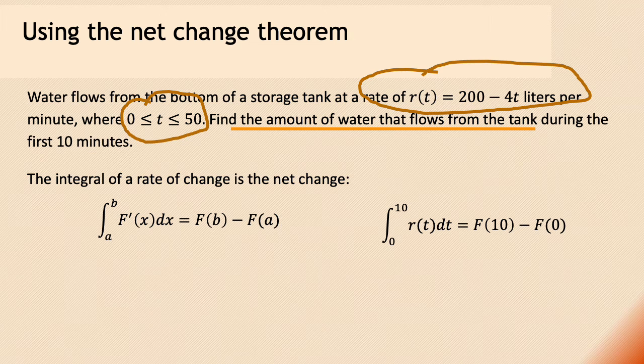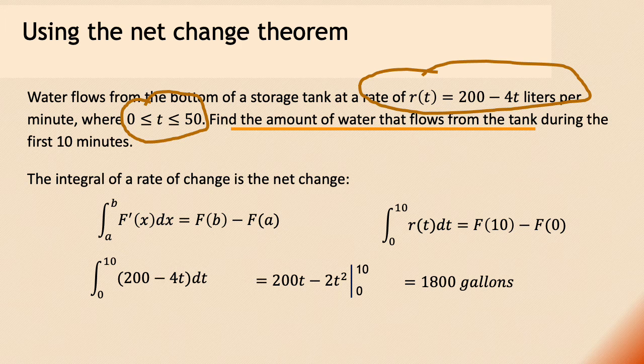And so we need to find the antiderivative and then subtract to find the definite integral. So we have to find the antiderivative of 200 minus 4t. The antiderivative is 200t minus 2t squared. And we're going to evaluate that between 0 and 10, which means we will find the value at 10, we'll find the value at 0, we'll subtract the two, and we'll come out with 1,800 gallons.